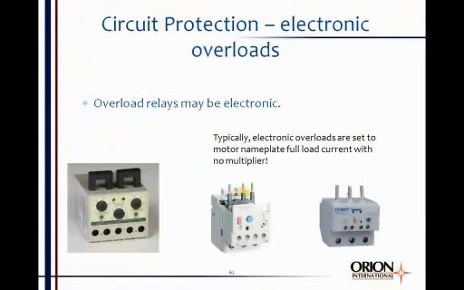You size the overload heater size off of the motor nameplate full load current value. You may find electronic overloads too. These are getting more and more popular, and typically you don't have to do the 1.15 to 1.25 multiplier. Usually you'll set the electronic overload right at the motor nameplate full load current. They've got these little dials on the front, and you'll just set it right to the current value, and it'll provide overload protection for your motor.